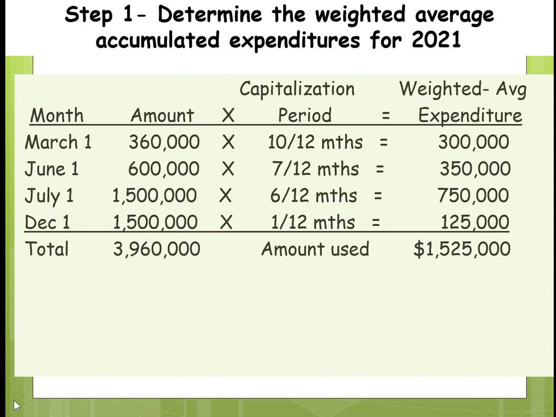Now, if you get a problem that says the expenditures were made evenly through the year, then you just divide by 2 to get an average. But in this case, the expenditures were made at various times through the year, so we have to do a weighted average. So this is the number we need to figure out the interest that would apply to that amount of expenditures. So this is what we do next.